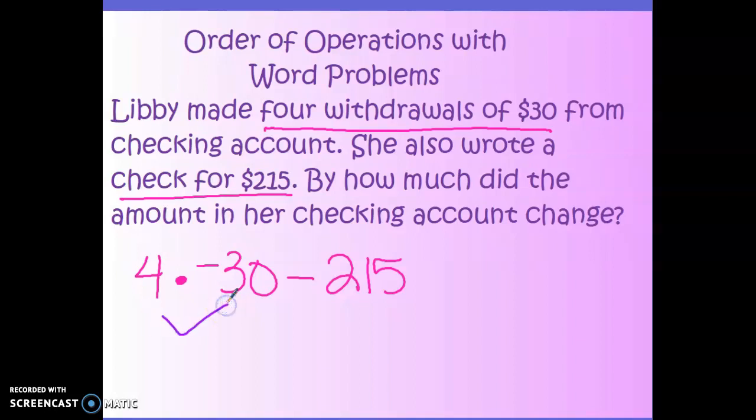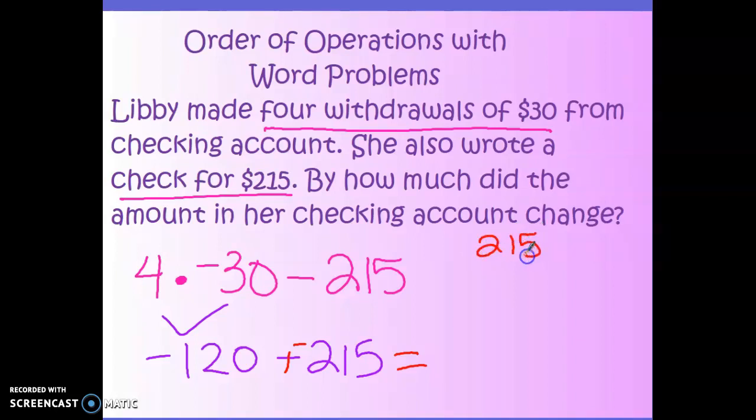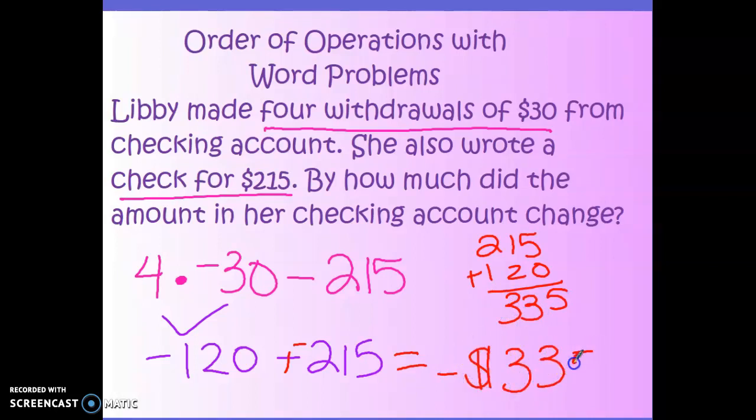So 4 times negative 30 is negative 120. So negative 120 minus 215. Don't forget, we're adding the opposite. Okay. So this problem becomes negative 120 plus negative 215. We're going to add those two numbers together. If you have to, write it out so you don't get confused. And so her checking account changed by negative $335, which means it decreased by $335.